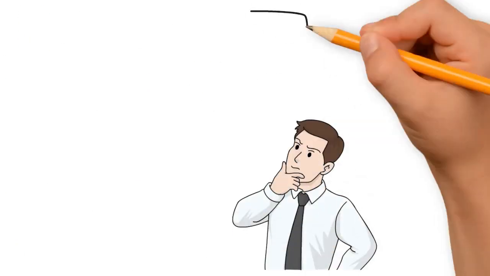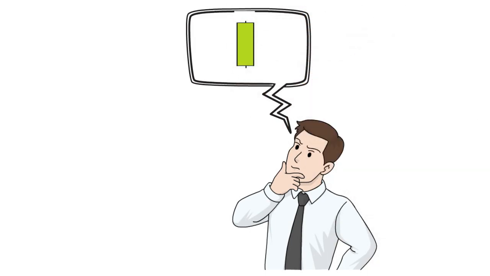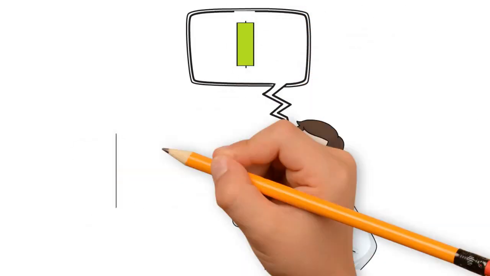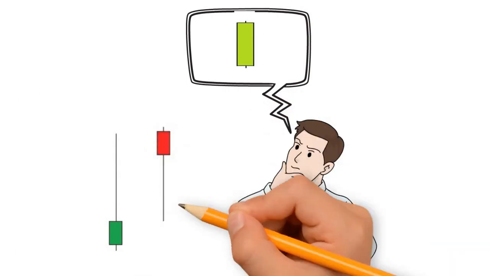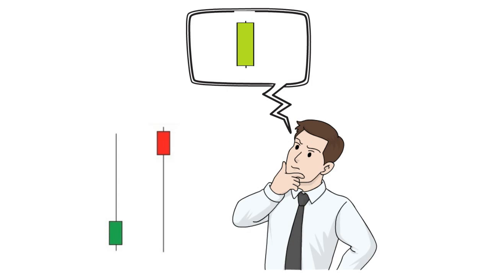What is the significance of candlestick wicks? Candlestick wicks with long upper shadows commonly occur when an uptrend is losing strength. Long lower shadows occur when the downtrend is losing steam.